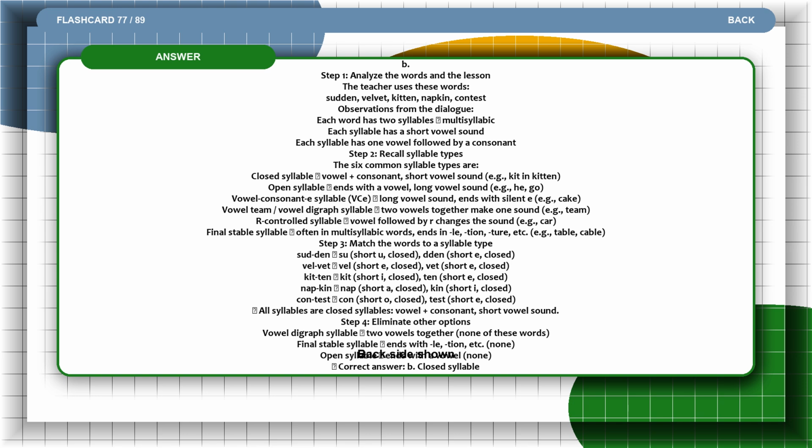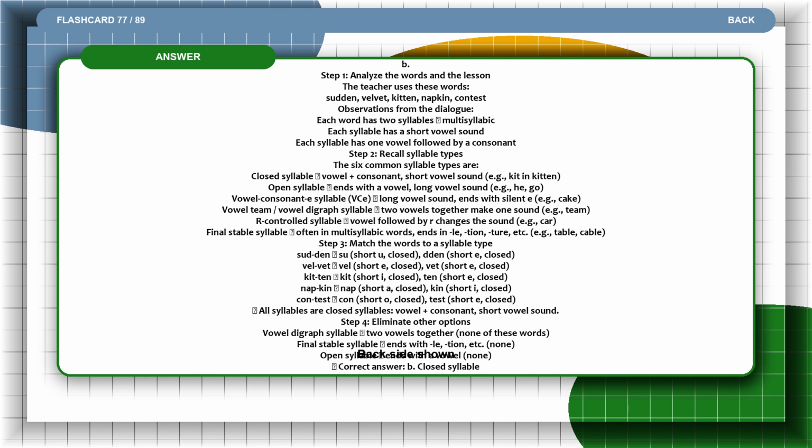Step 3. Match the words to a syllable type. Sudden: sud, short u, closed; den, short e, closed. Velvet: vel, short e, closed; vet, short e, closed. Kitten: kit, short i, closed; ten, short e, closed. Napkin: nap, short a, closed; kin, short i, closed. Contest: con, short o, closed; test, short e, closed. Checkmark. All syllables are closed syllables, a vowel plus consonant with a short vowel sound.